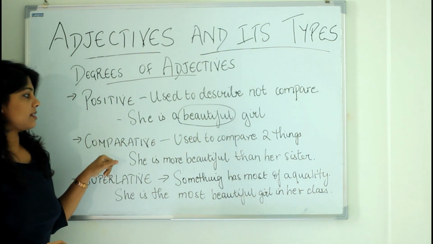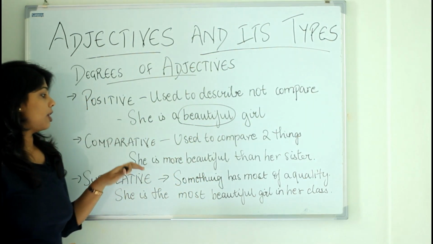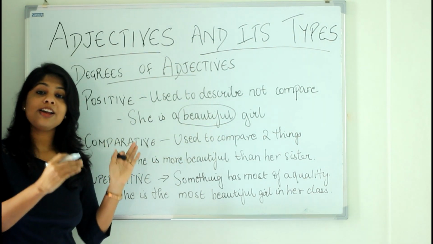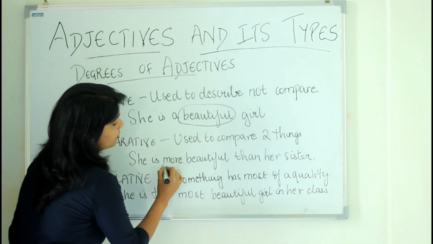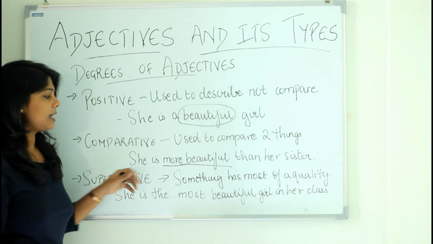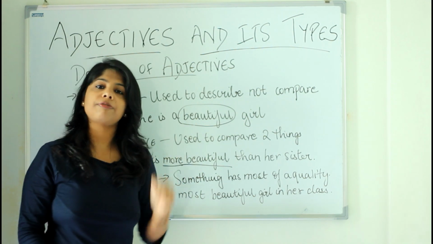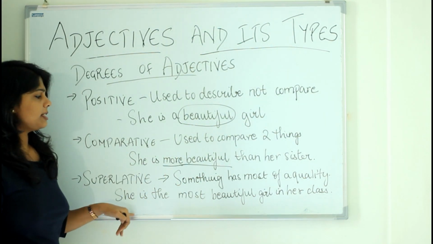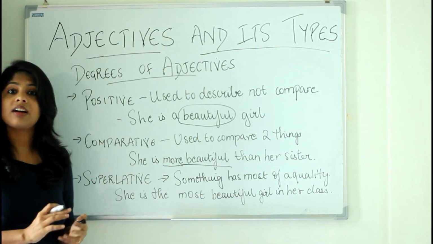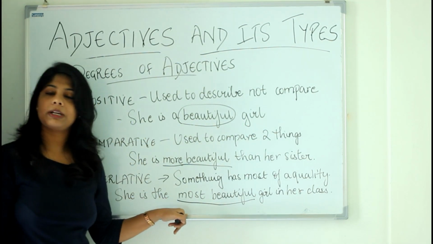Now, comparative. A comparative is used to compare two things. For example, she is more beautiful than her sister. Here you are comparing her to her sister. So here we use more beautiful than her sister. Now you use the superlative degree when something has most of a quality. For example, she is the most beautiful girl in her class. That is, she is better than anyone else in her class. So this is the superlative degree.